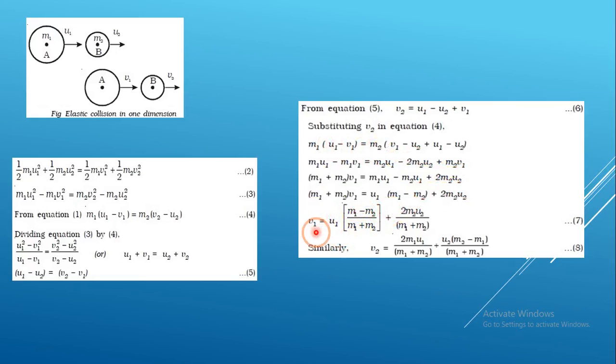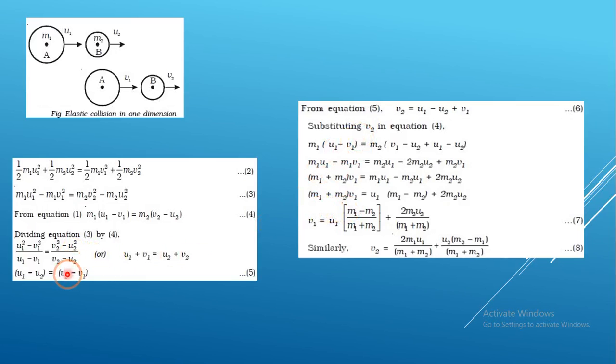So you'll get the value for v1. v1 is equal to u1 into bracket m1 minus m2 upon m1 plus m2, plus 2 m2 u2 divided by m1 plus m2. Similarly, you can solve it for v2.